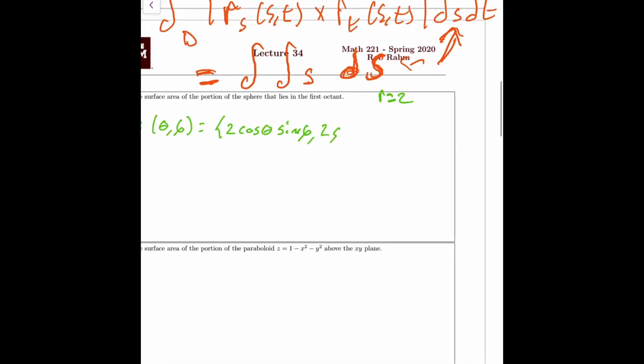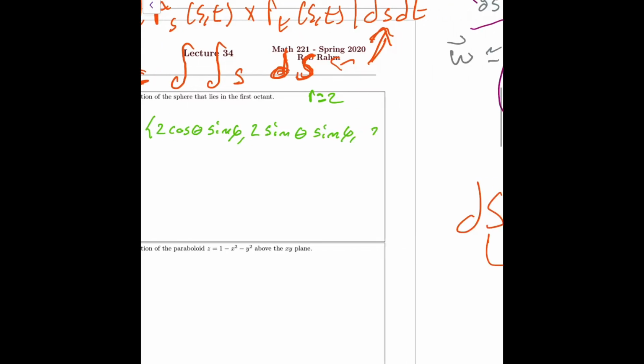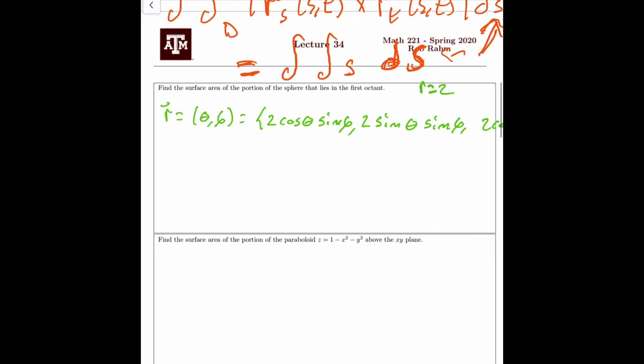Then 2 sine theta sine phi, 2 cosine phi. This is the parameterization.